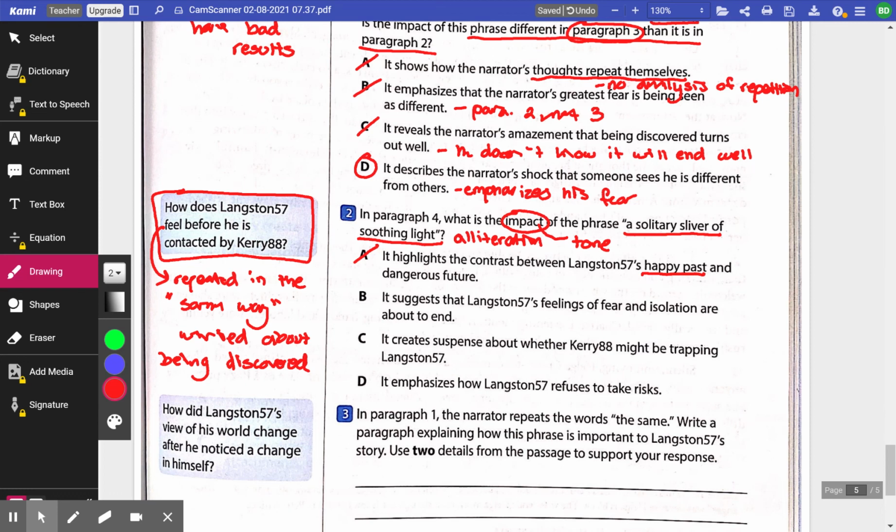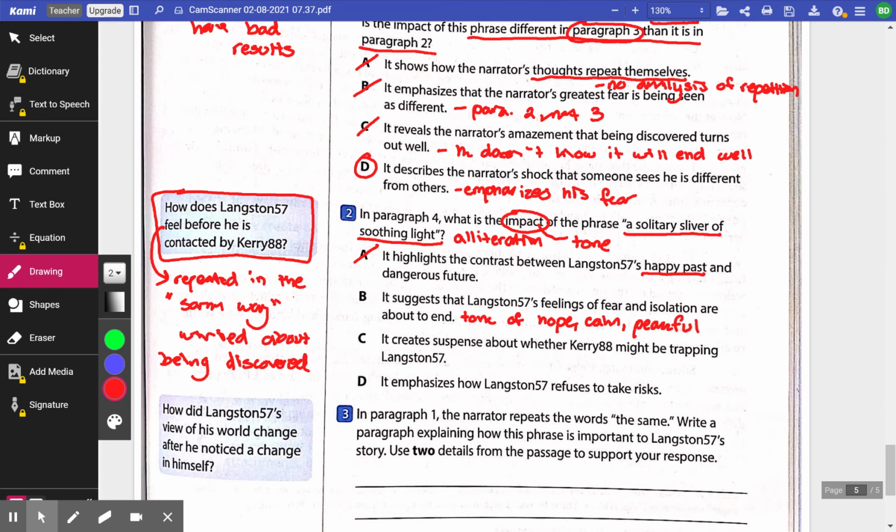It suggests that Langston 57's feelings of fear and isolation are about to end. This answer choice is pointing us in the direction of the tone of the story. It helps us feel that there's a tone of possible hope, maybe that it's calm and peaceful. So tone of hope, then I'm going to do a comma and write calm and peaceful. So this could be a good option for us.